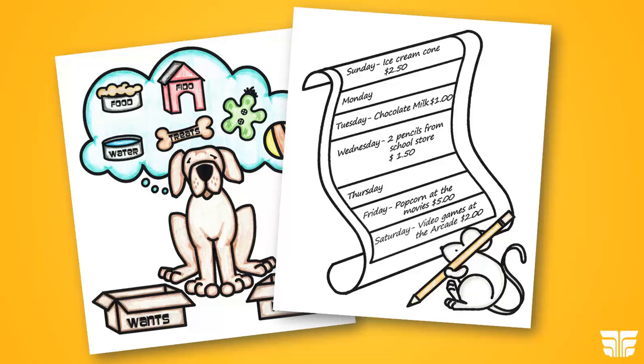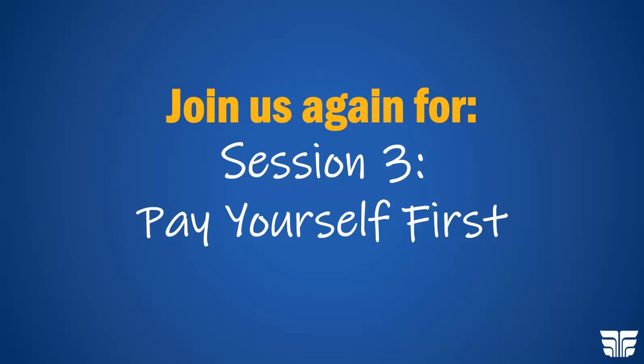So let's recap what we've covered so far. We've talked about the differences between needs and wants. We also learned that it's important to write down or track what we spend our money on. In the next session, we will look at what it means to pay yourself first.